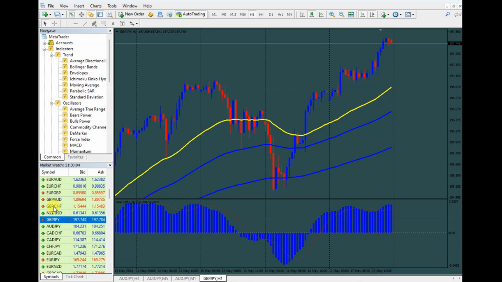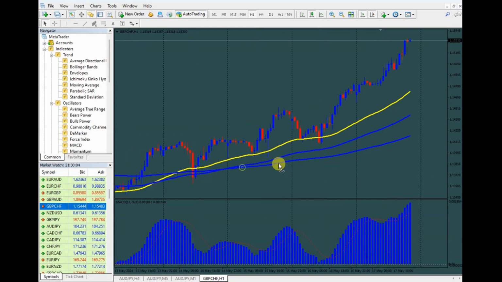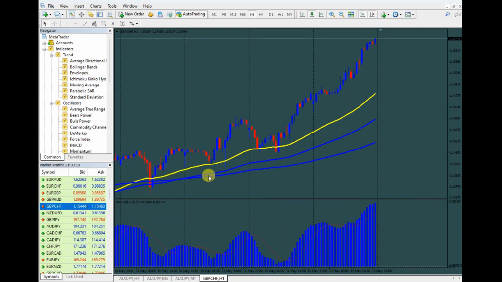You can also see, if we check here, even pairs that are not JPY pairs, here we have GBP CHF. We also have the same. At this point, we have our condition. Down here, we have our condition. And here, we have a trigger. You can see this is our trigger bar. And here is our stop loss.